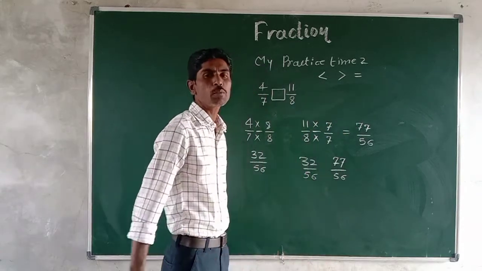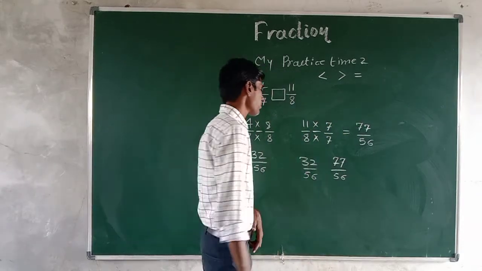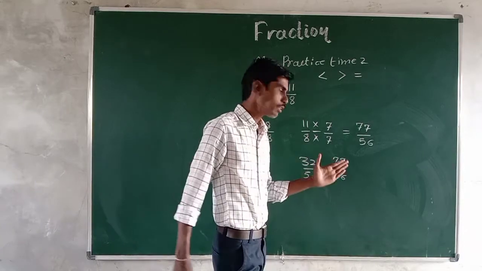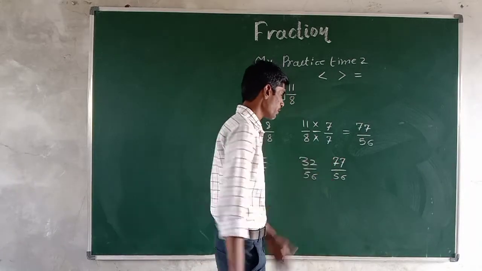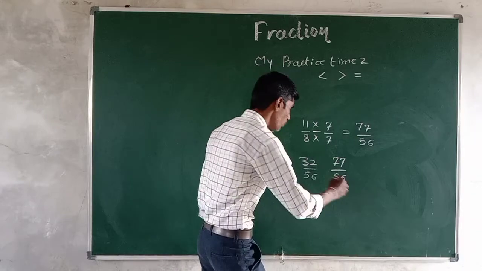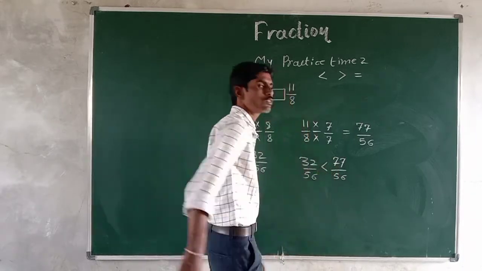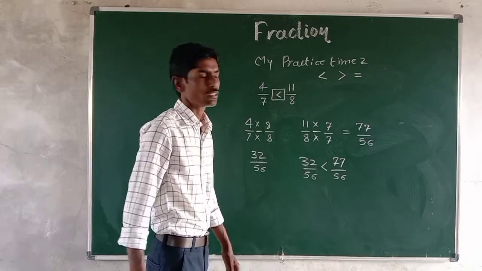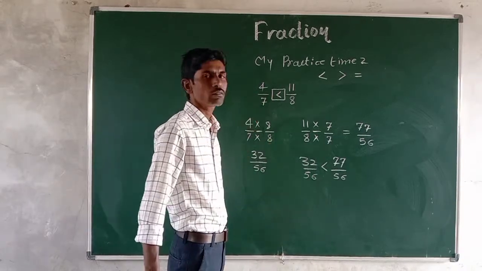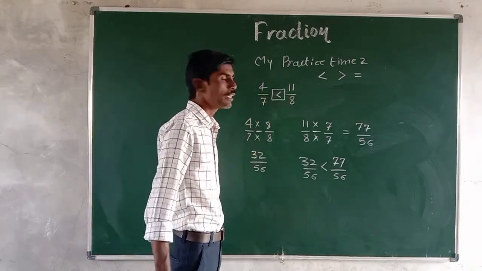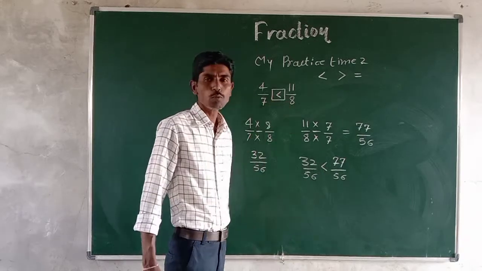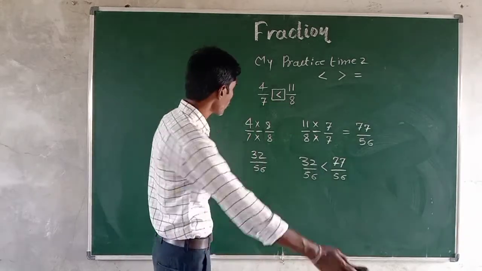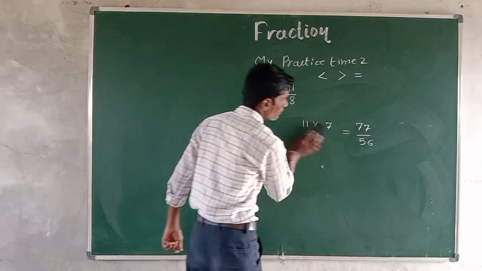Now these are like fractions, but the numerator of the second fraction is greater. That's why this fraction is also greater. So your sign will be like that. So for 4 by 7 and 11 by 8, this is the proper sign.